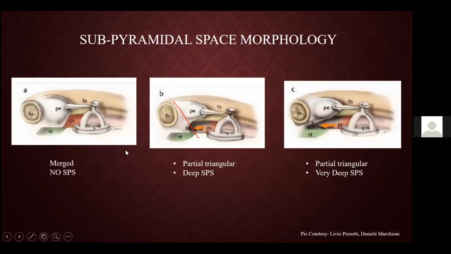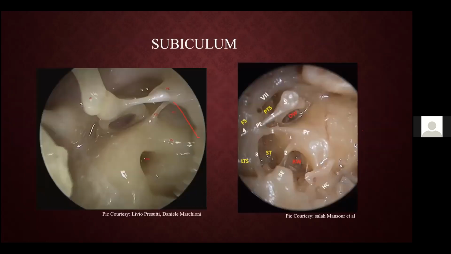So there are various morphologies. It can be merged with the medial wall, so there will be no subpyramidal space, and we only have to look for the disease in these two spaces if it's there. Sometimes it's a partial or mild pneumatization of the retrotympanum leading to a triangular space, and thus we have to clear the disease, and it forms a deep subpyramidal space morphology. Sometimes there is a very deep subpyramidal space because of extensive pneumatization of the retrotympanum beneath the pyramidal eminence. So this is a subpyramidal space morphology which we should be aware of.